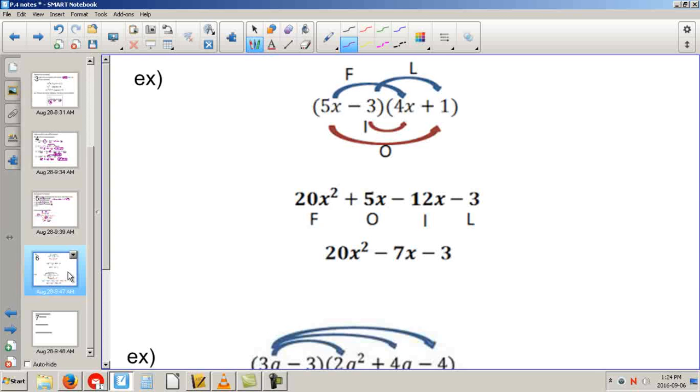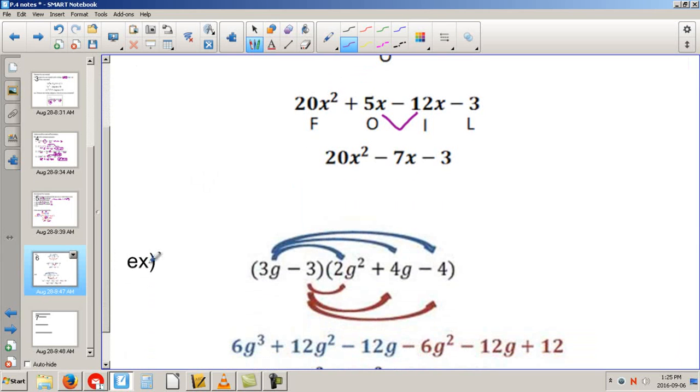Let's look at a couple others. If we have a binomial times a binomial, we can use the FOIL algorithm, where we do the first in each parentheses, then the outer, then the inner, and then the last for each parentheses. 5x times 4x is 20x squared, and so on. And this is what I mean. We got 4 terms, but oftentimes the 2 in the middle combine. A 5 and a negative 12 gives us negative 7.